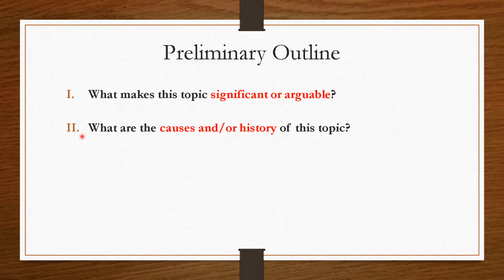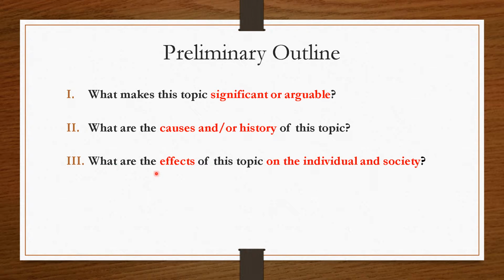Another one would be, what are the causes and or history of this topic. Again, depending on what your topic is, it may be something where you're talking about causes, something that has led to this issue developing, or it may actually have a rich history behind it, background information that you need to include. You just have to be your own best judge as to what you need to have to help your reader understand your particular topic.